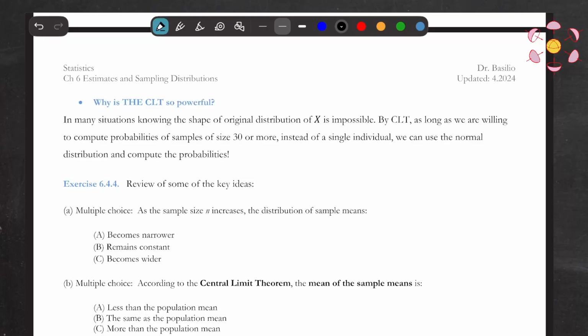Okay, why is the central limit theorem so powerful? Let's go through this. Again, this is the big result in statistics, but it's super theoretical, which is why I decided to make it a video here, so you can watch it, pause, think, and return to it as many times as you need. In many situations, knowing the shape of the original distribution is impossible. By the central limit theorem, as long as we are willing to compute probabilities of samples of size 30 or more, instead of an individual sample, we can use the normal distribution to compute probabilities.